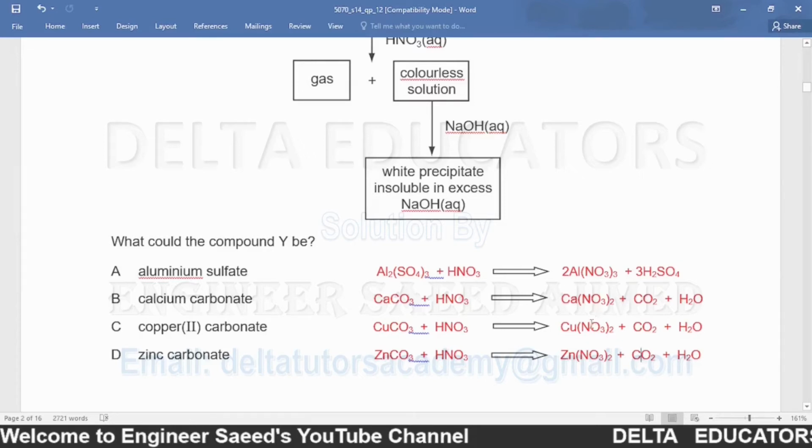So our correct option will be option B, because calcium hydroxide is insoluble in excess of sodium hydroxide. Zinc hydroxide is soluble in excess of sodium hydroxide. That's why option D is incorrect. Correct option, option B.